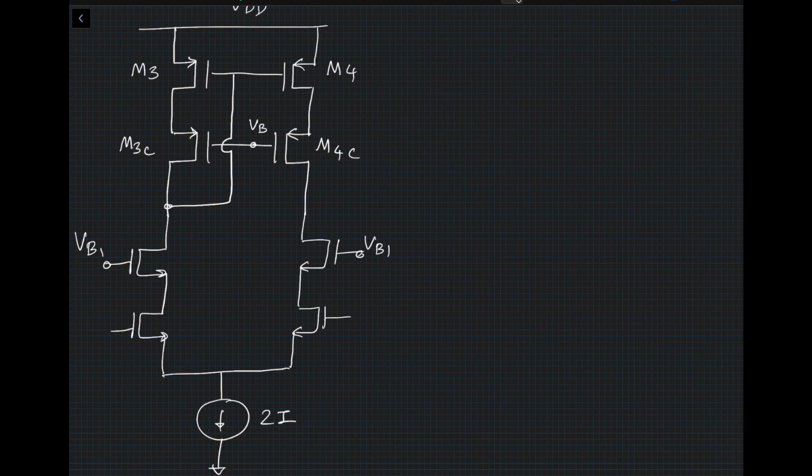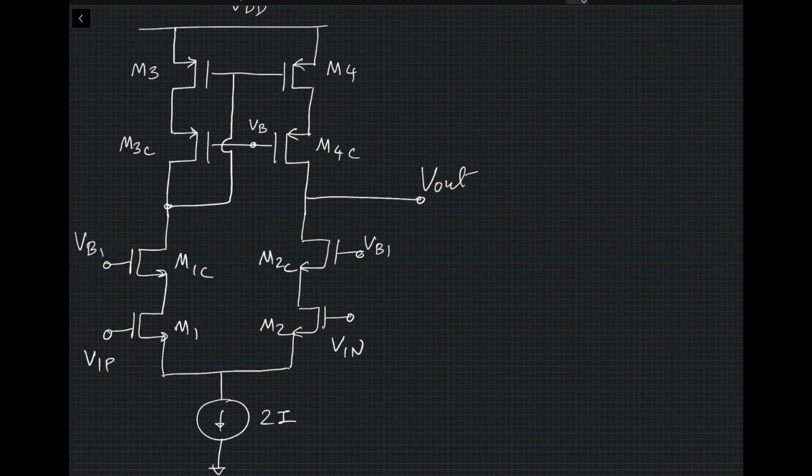And this is your current source. Current source, we already learned how to do that. And this is my VIP and VIN, and this is my output voltage Vout. This diff pair amplifier has 8 transistors, but not to worry, because I'm going to explain each and every one of them.